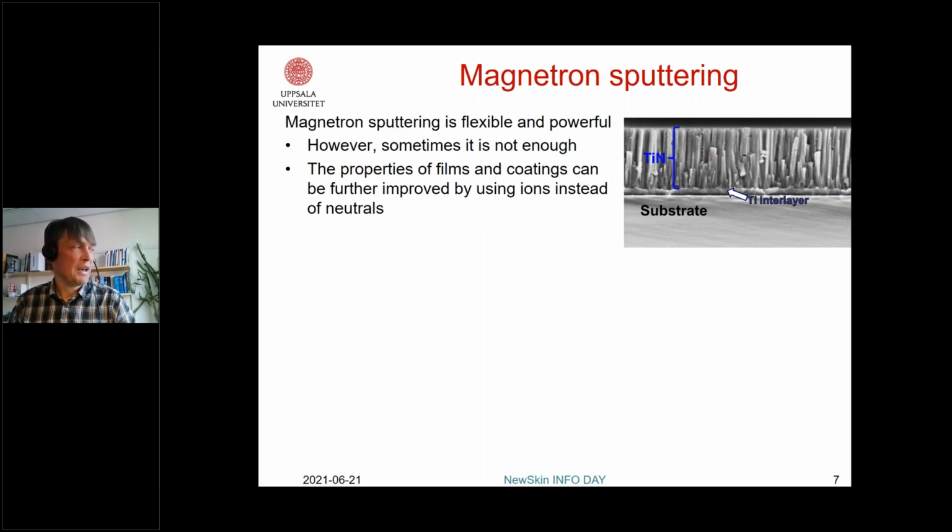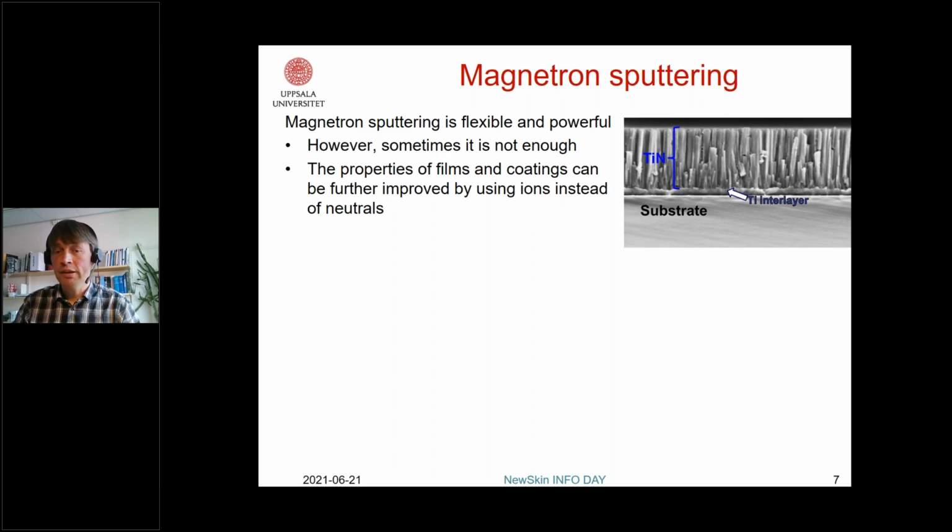They may not be bad, but there are times when we would like to have a very dense material, if possible, without any voids and defects. For instance, in corrosion protection, the boundaries between these columns or grains can present weak spots, so there might be preferential corrosion at the grain boundaries. And these are moments when the classical sputtering that is, as I mentioned, widely and frequently used, may not be enough.